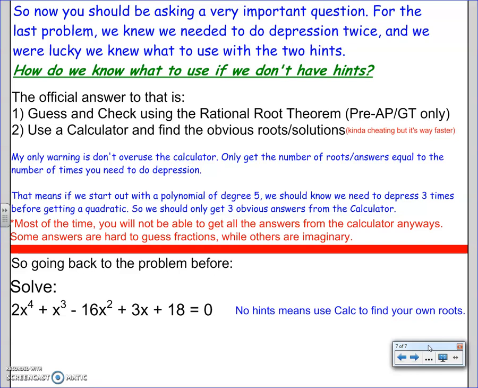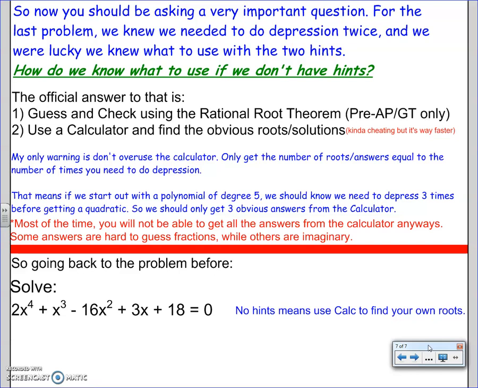So that means if we start out with the polynomial degree 5, we should know that we need to press 3 times before getting the quadratic. So we should only get 3 obvious answers from the calculator. Most of the time, you'll not be able to get all the answers from the calculator because some of the answers are really hard to guess fractions while others are imaginary. And we will find those imaginary ones.